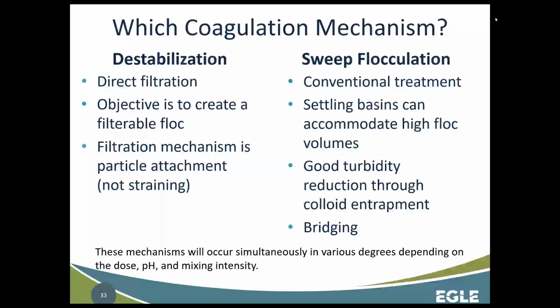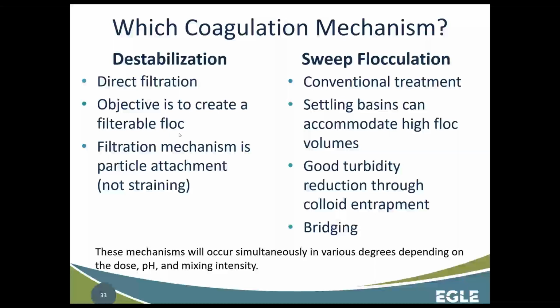Okay, so here we go. We're going to get into some of the differences in objectives between direct filtration, where we don't have a settling process, and conventional treatment plants where we are going to have settling. So it basically comes down to which coagulation mechanisms are we going to use. In both cases, we're going to use the destabilization, but we're going to stop there for direct filtration. We're not going to go on. We're not going to try and hit that sweep floc section of the solubility graphs we're looking at. We're not going to be adding polymer to try and create bridging. We just want to destabilize those particles to create a filterable floc.